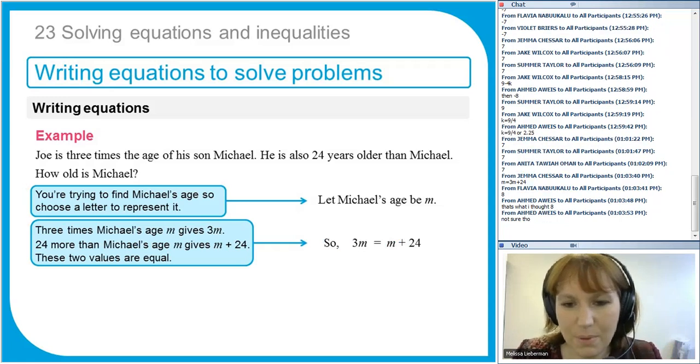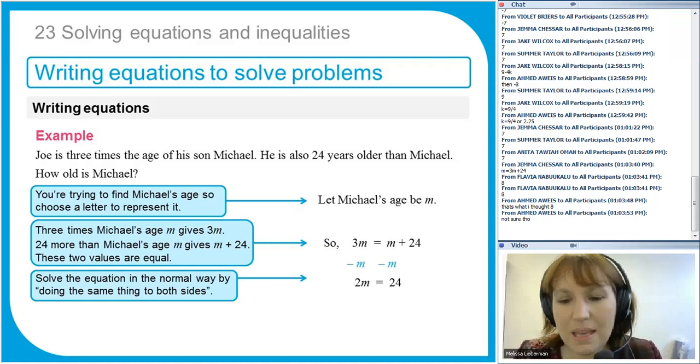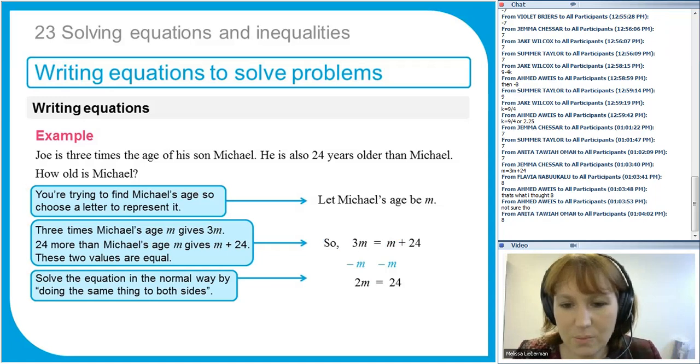Subtract m from both sides. So we get 2m equals 24. Not sure though? Well, let's have a look. 2m equals 24, and then divide both sides by 2. m equals 12. Can you see how I got that? Not sure why? Well, let's check that that works.